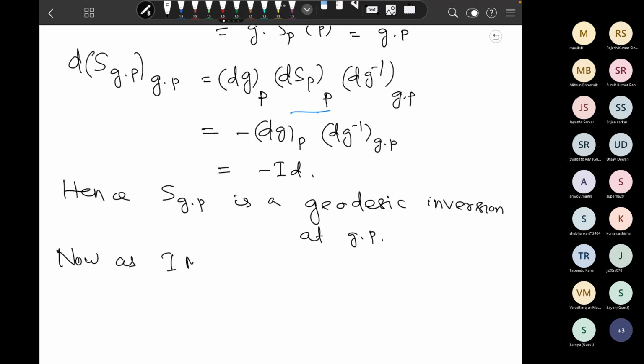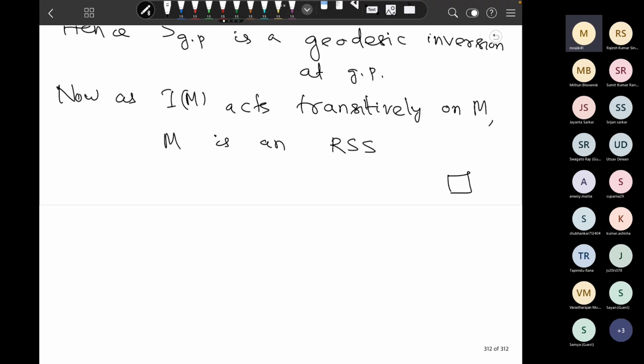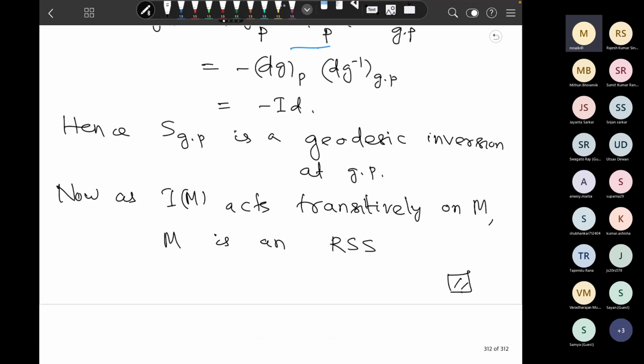Now as I am acting transitively on M, M is an RSS, a Riemannian symmetric space. So this proves the proposition.